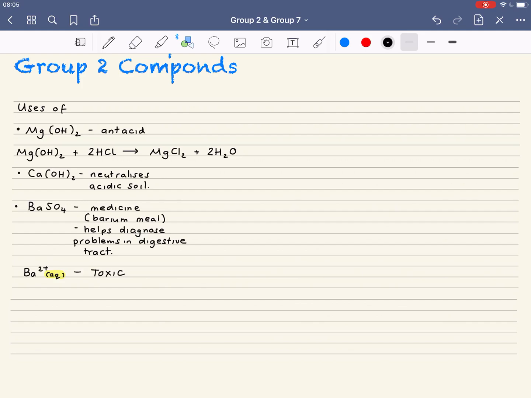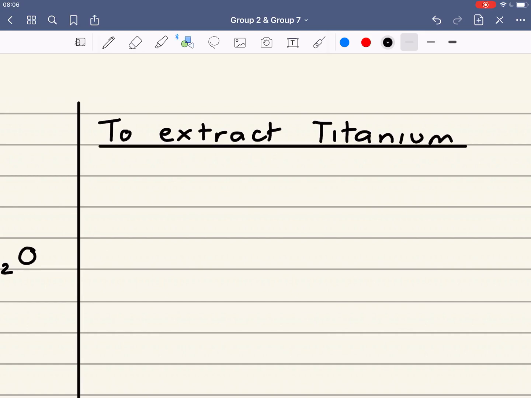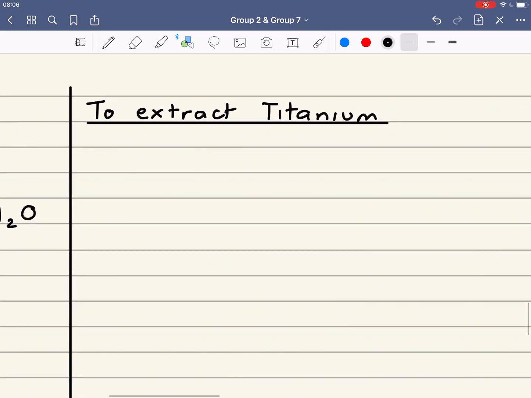The next thing we'll look at is a use of a group 2 metal. And one of these uses is to extract titanium. And titanium is a very, very useful metal. It's a fantastic metal because it's very strong, it doesn't rust, and it's a lot lighter than something like iron. Problem with titanium, it's just very, very expensive to extract.